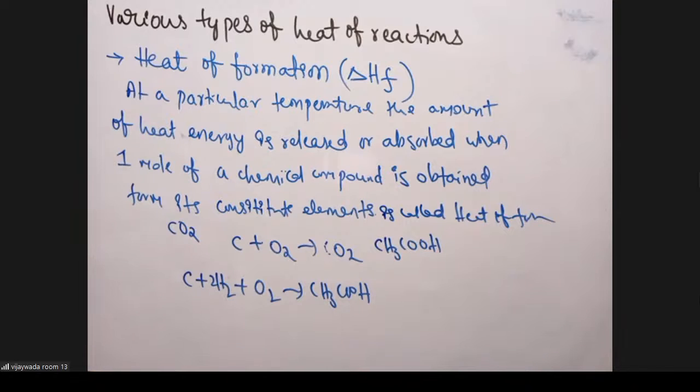Delta Cp, delta Cv means Cp of products minus Cp of reactants, Cv of products minus Cv of reactants. Next exam syllabus: ionic equilibrium up to buffer solutions.